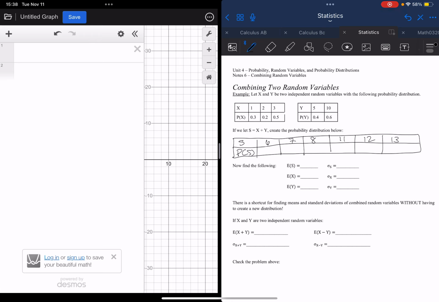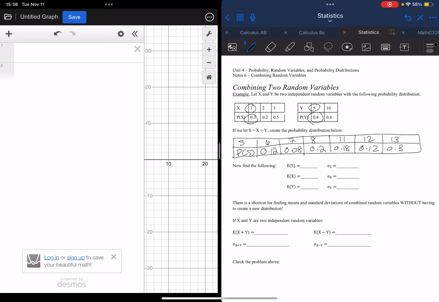And then in order to find the probabilities, what we're going to do is multiply the two probabilities from the numbers that we added together. So for example, since we did 1 plus 5, and that gave us 6, that means I'm going to do 0.3 times 0.4, and that's going to give me 0.12. So if I do the same thing for the entire table, I get 0.08, 0.2, 0.18, 0.12, and 0.3. So this is a new probability distribution where S is representing X plus Y, and the probability of S is representing the probability of X times the probability of Y.